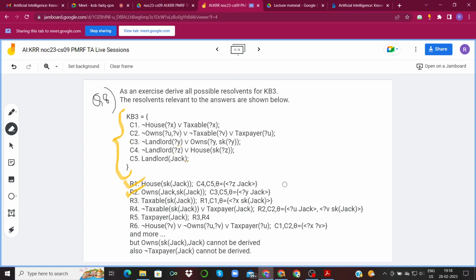Okay, next we are going to consider this first resolvent that we derived. That is "house of SK Jack", and the first one, C1, which is not of house X or taxable X. Okay, so what we have is not of house X or taxable X.